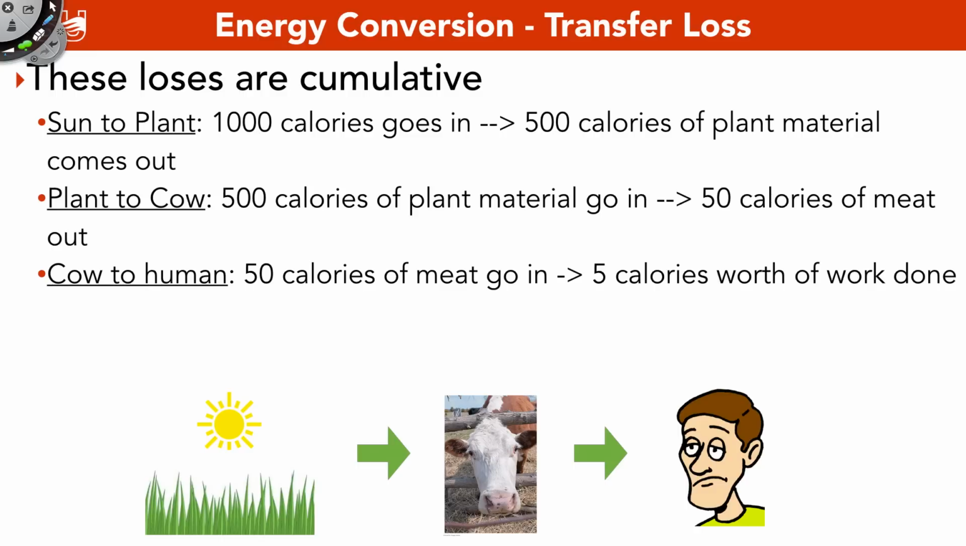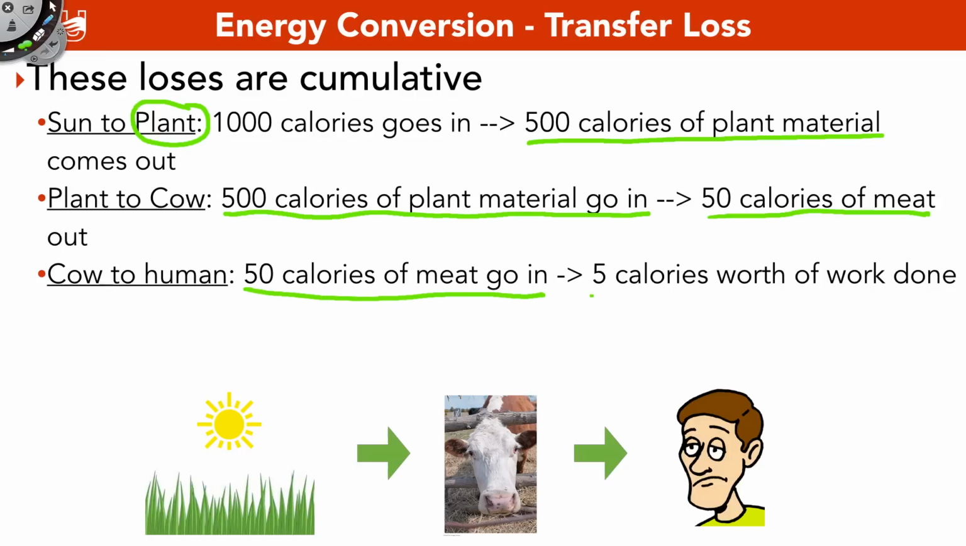Okay, so here is just an example. These are not strict numbers, just to give you an example. Sun to the plant. Here is our primary producer. 1,000 calories of that sun energy goes in, and it makes 500 calories of plant material. All right? The plant is digested by the cow. 500 calories of that plant material go into the cow, and maybe 50 calories of meat come out.